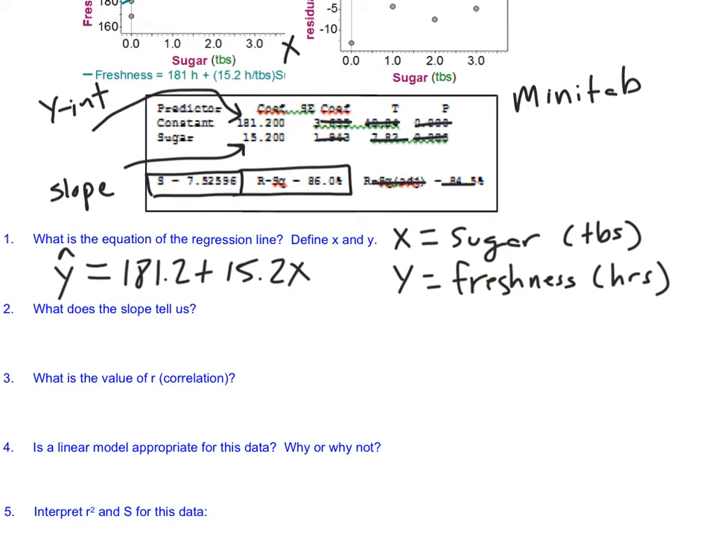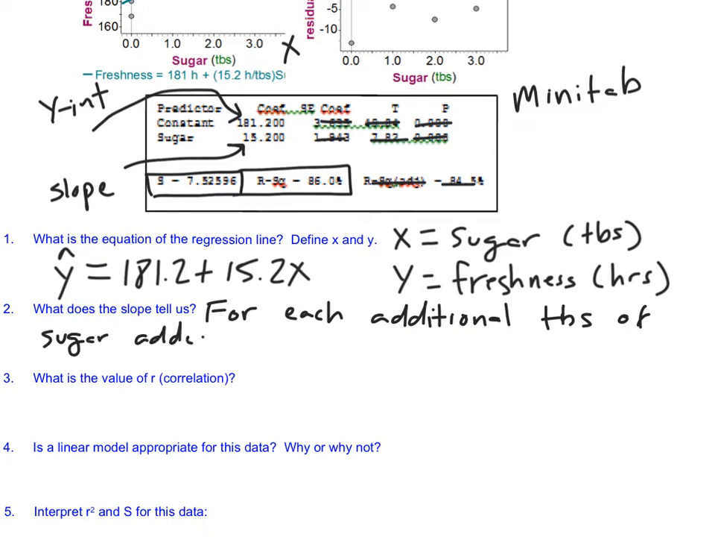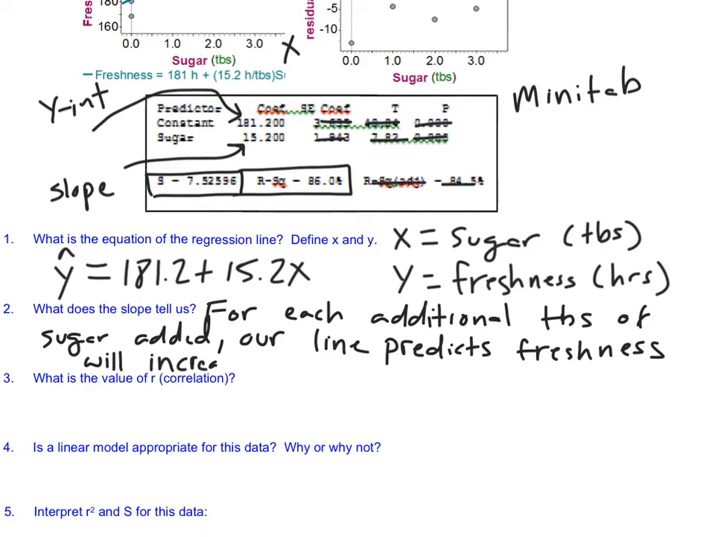What's the slope tell us? It tells us for each additional teaspoon of sugar added, our line predicts freshness to increase by about 15.2 hours.